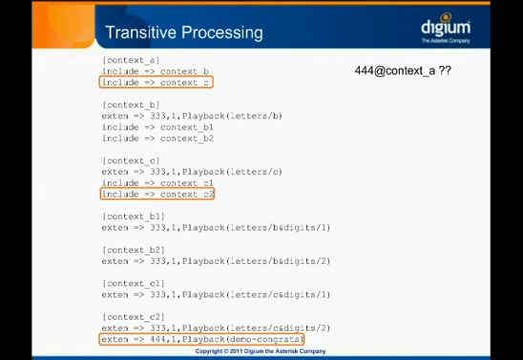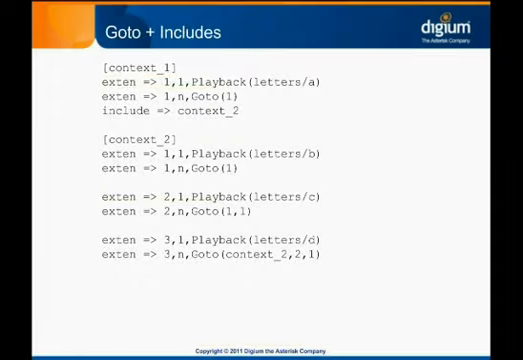Remember that the position of context within extensions.conf does not matter. The first context in the file can include a context that isn't defined until the end of the file. Order only matters when there are multiple includes in the same context. We've seen that besides includes, the Goto application and its relatives can also change the context a call is in.